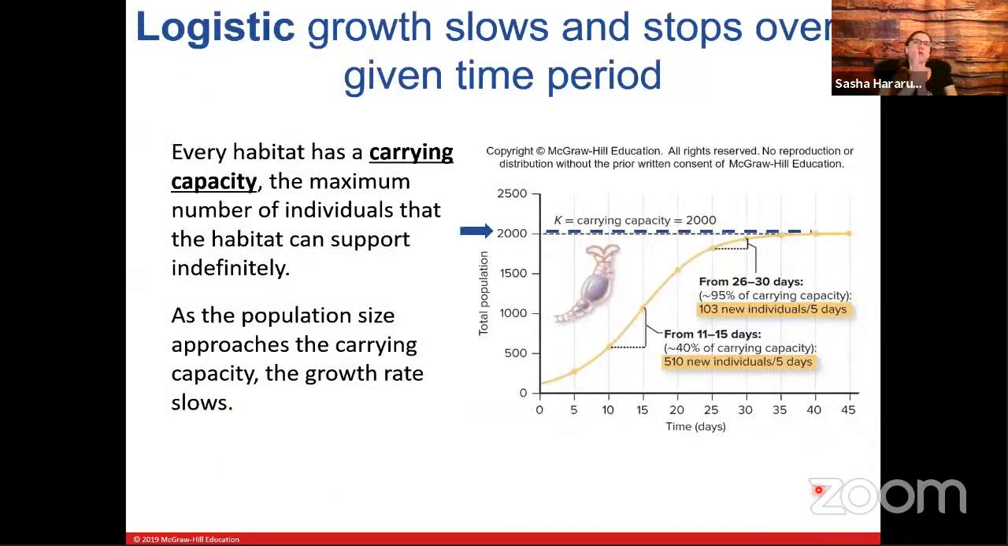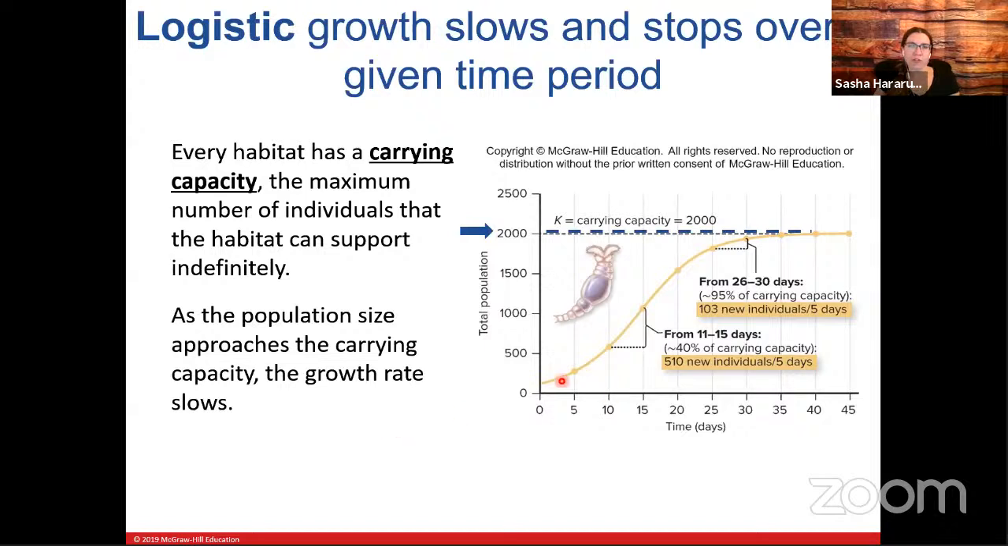So logistic growth slows and stops over given time periods. Every habitat has some carrying capacity, which is the maximum number of individuals that the habitat can support indefinitely. So if a population reaches this carrying capacity, it's said to be in a steady state. The population size will not decrease or increase once it reaches the carrying capacity.